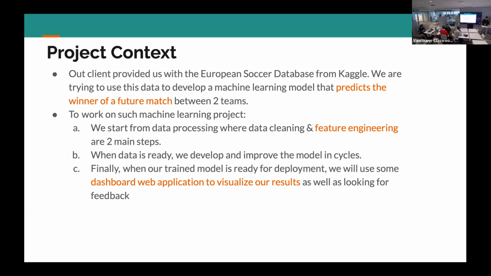So let's say the client provided us with a European soccer database from Kaggle, and we are trying to build a machine learning model to predict the winner of the next match. What we are going to do is start with the data processing step, where we will do some data cleaning and feature engineering. Next, when the data is ready, we will develop the model and maybe do some improvement. Lastly, we will visualize the data with a dashboard web application.